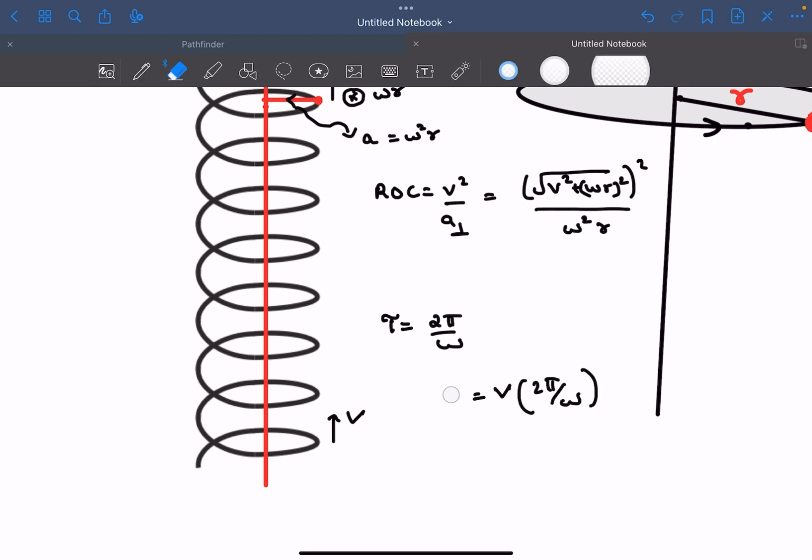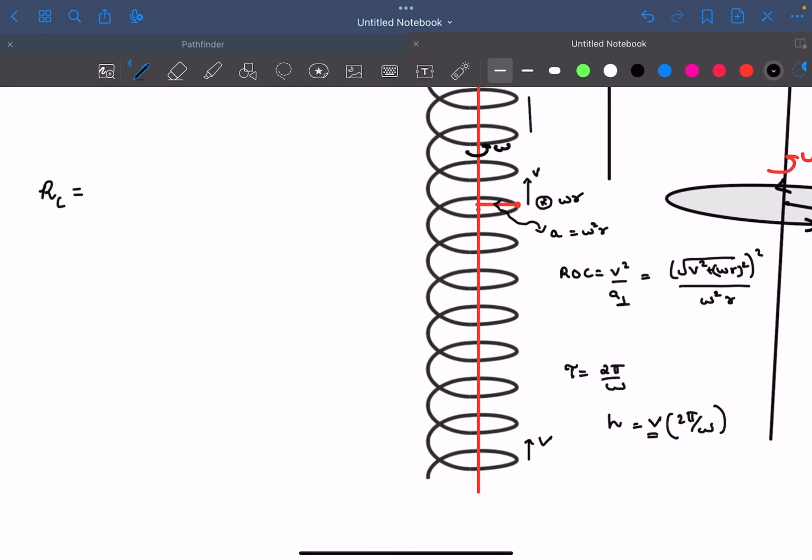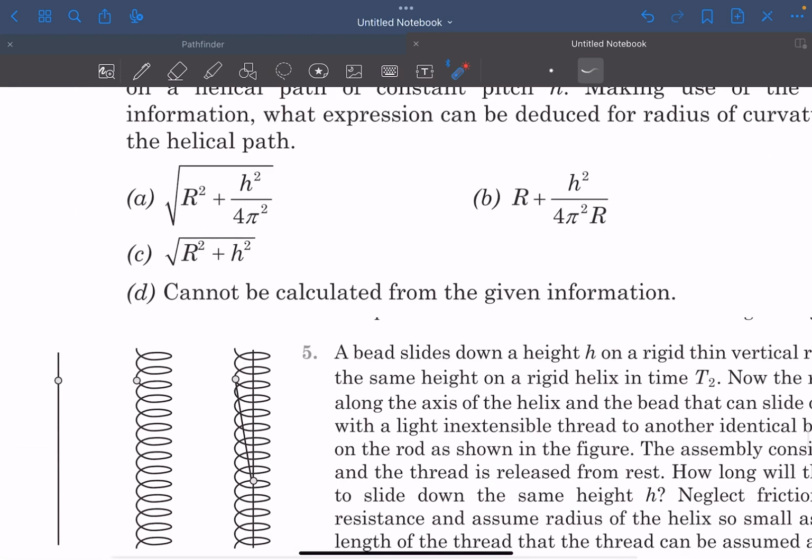And in the problem, pitch was given to be h, so I'm going to take that. Okay, now we have the value of v. So the radius of curvature comes out to be v squared, which is (h omega divided by 2 pi) whole squared plus (omega r) divided by omega square. Now as you can see, this omega square term gets cancelled out. So this is the radius of curvature of the helix. It only depends on the pitch of the helix and the radius of the circular motion. Okay, and that would be option number B.